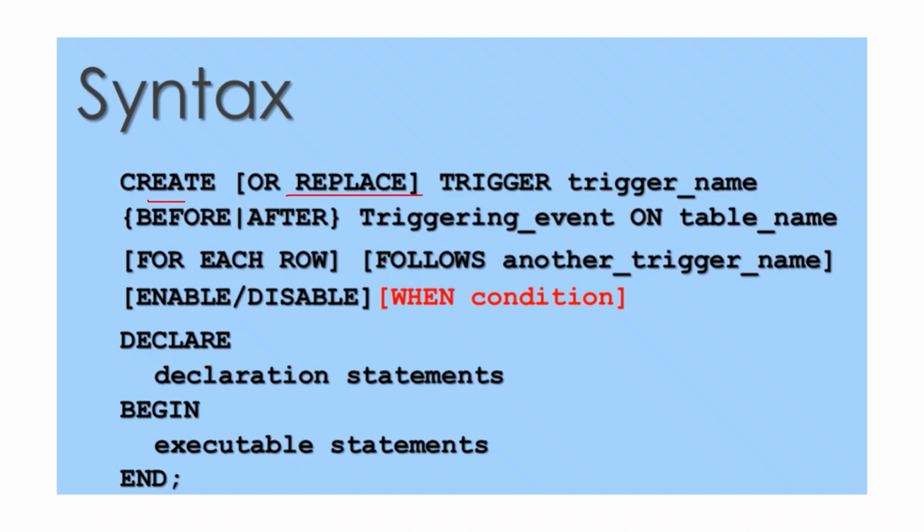This is not mandatory. We can give the condition and declare section. Here we can declare the variables or constants, anything, and then the begin to end executable section. This is normal, like procedures and functions. Next, let us move on to an example related to triggers.